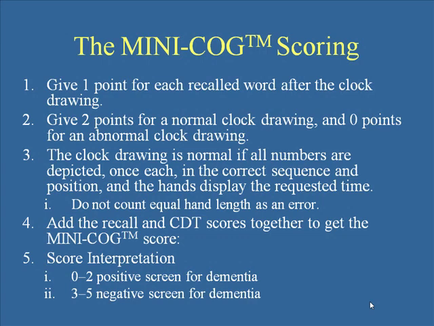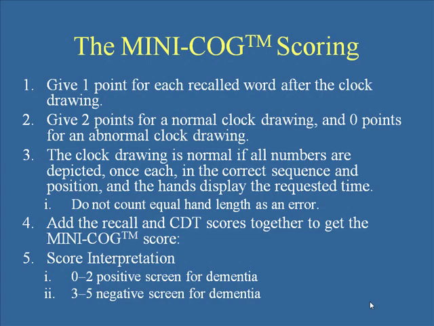So you give 1 point for each recalled word after the clock draw. You give 2 points for a normal clock drawing, and you give 0 points for an abnormal clock drawing. How do you decide if the clock is normal or not? Well, if all of the numbers are depicted, one each, in the correct sequence and position, and the hands display the requested time, it is a normal clock. And if it doesn't fulfill those criteria, it would be characterized as an abnormal clock, and the patient would get 0 points. Unequal hand length is not considered to be an error.